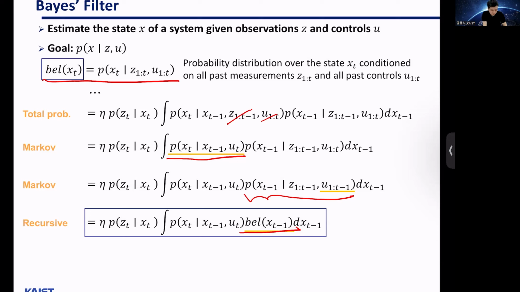So initially, we wanted to compute belief x_t, and note that belief x_t can be described as a function of belief x_t minus 1. And what that means is this can become a recursive computation. So this belief x_t will be used in the next time step, which is t plus 1. Okay. So this is the Bayes filter.